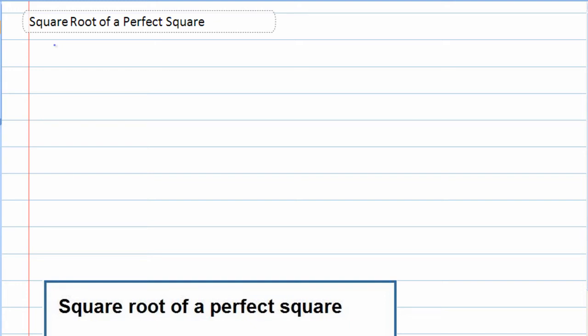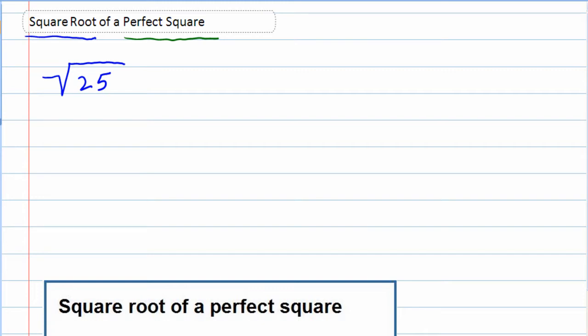The square root of a perfect square. So a couple of terms there, square root and of course perfect square. So let's start off with those two. First of all, the square root is going to have the radical and then a number underneath the radical, which is called the radicand, if that's important.